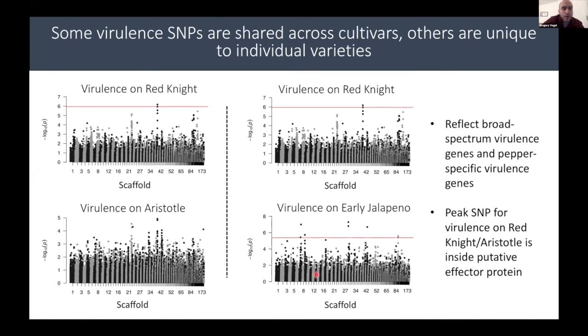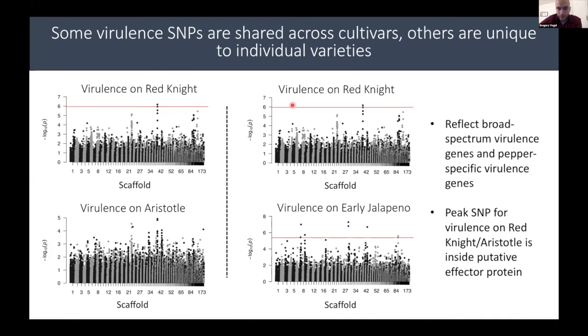When we performed the genome-wide association study, we were able to find several regions that were significantly associated with virulence on these different cultivars. If you look on the left side, I'm showing the results for virulence on Red Knight on the top and the results for virulence on Aristotle on the bottom. What's interesting to note is that the peaks or the regions that are associated with virulence are the same for these 2 varieties, which is fairly unsurprising given that they're 2 bell pepper varieties. And in this case, they're actually bred by the same seed company, so they should be pretty genetically related.